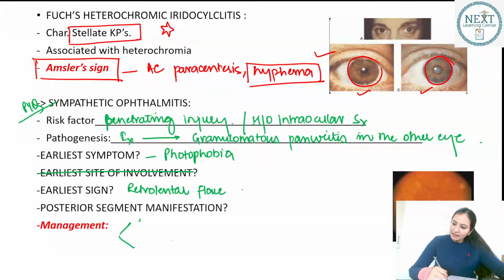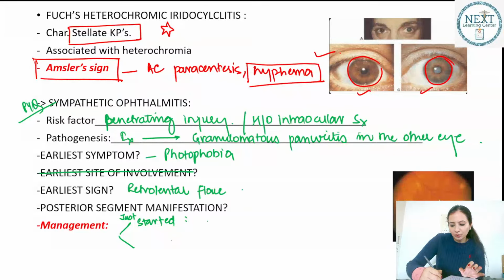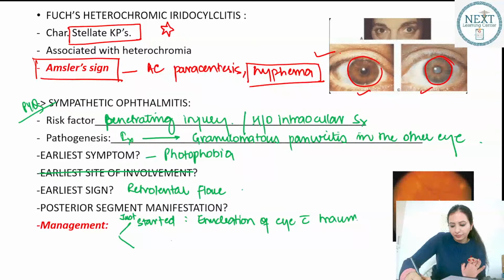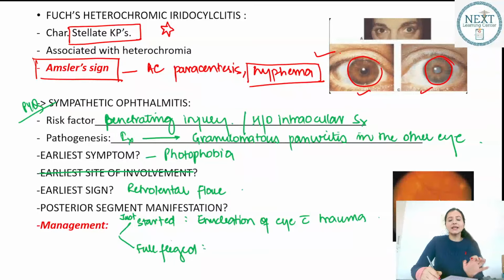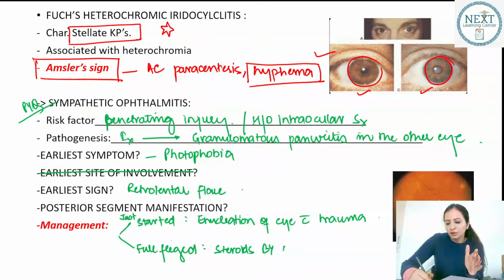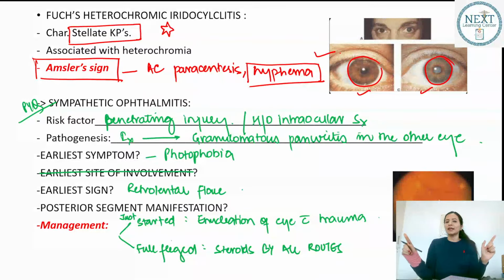If you are suspecting sympathetic ophthalmitis, if it has just started, then you can go for enucleation of the eye with the trauma. But if it is full-fledged, that is, it is having granulomatous panuveitis, then go for steroids by all routes. What does that mean? Steroids by all routes means you have to give IV, oral, all types of steroids.